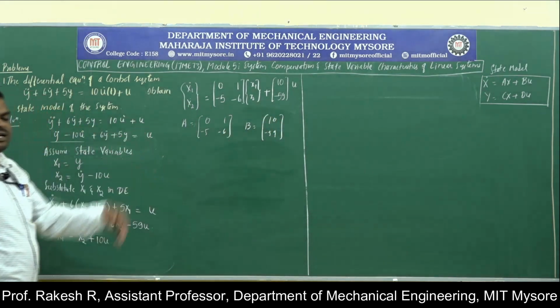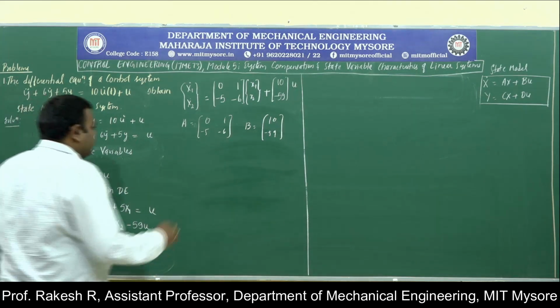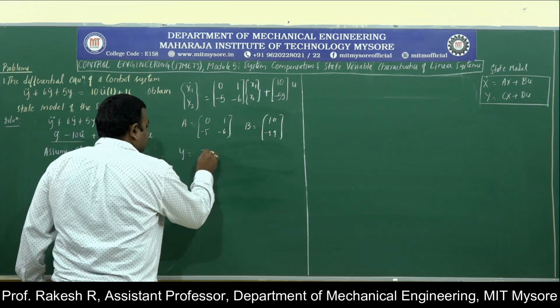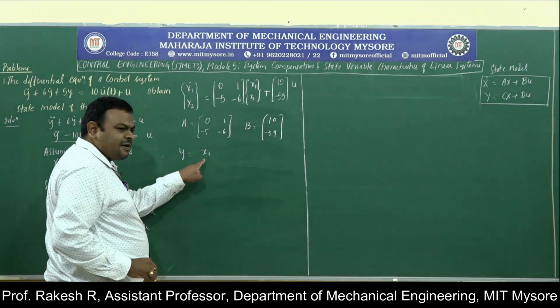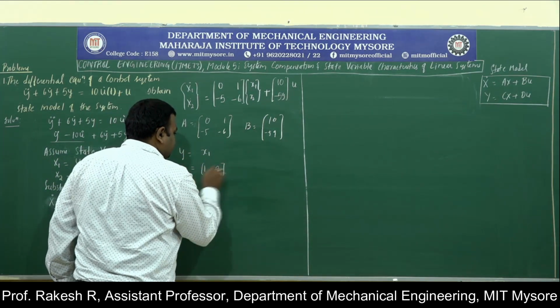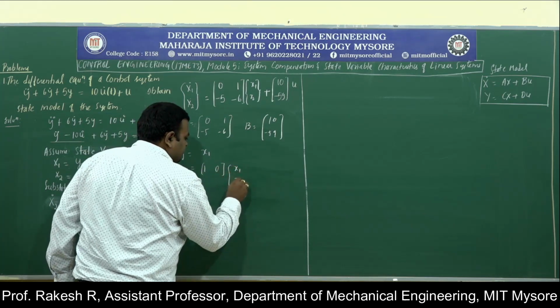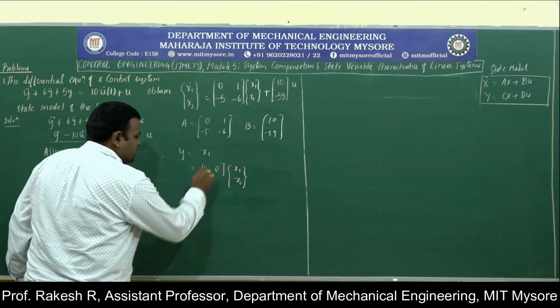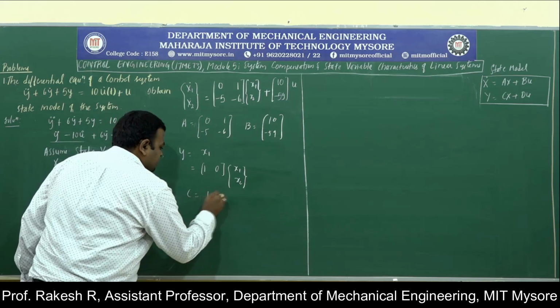You have to find out what is C and D. What is C? I will write the output equation. Y is equal to x1. Here I am having only an x1 term, so no x2 term. 1, 0 into x1, x2. So C is 1, 0.